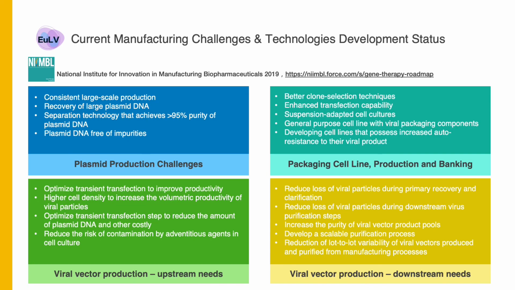In 2019, the National Institute for Innovation in Manufacturing Biopharmaceuticals published the Gene Therapy Roadmap, explaining the current manufacturing challenges and technology development. This can be summarized in 4 categories, which are plasmid production, packaging cell line, upstream and downstream challenges in the viral vector production.